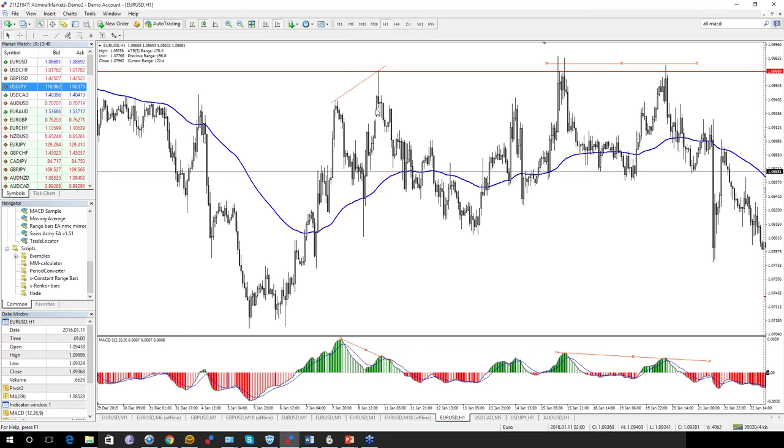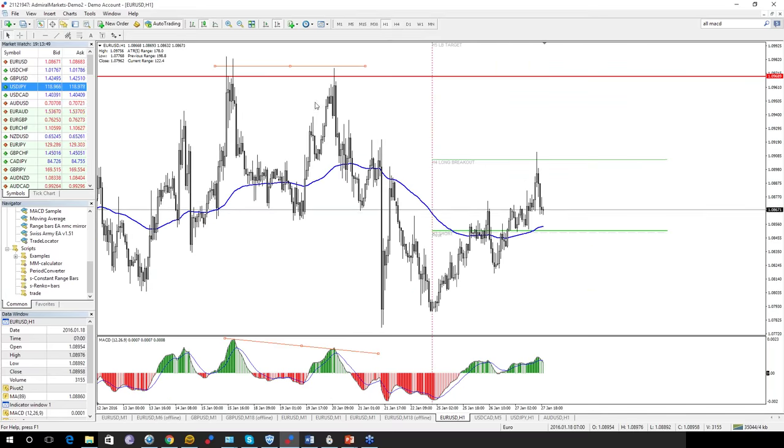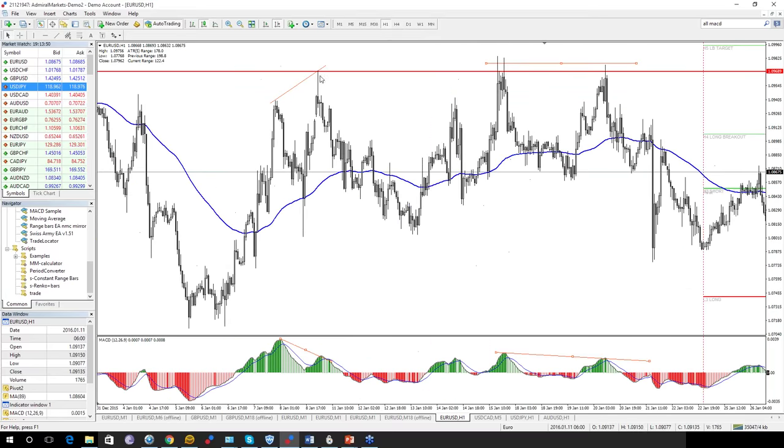Because this is a pin bar, this is an important level here, definitely. And you see that there is really a strong rejection here. So you can enter immediately. But what you also can do is to wait for either a trend line break or a two line cross.